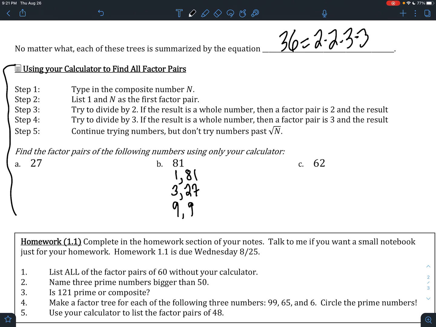What I'm trying to get at in step 5 here is that once you get to a point where the number written here is bigger than the square root of the original number, you know you can stop, right? Because without step 5, we would just keep going. We'd try 10, 11, 12, 13, 14, and we'd be here forever. So a little trick is that you can stop once you go past the square root of that number, which is 9. So once we hit 9, we're done calling it. Those are your factor pairs.